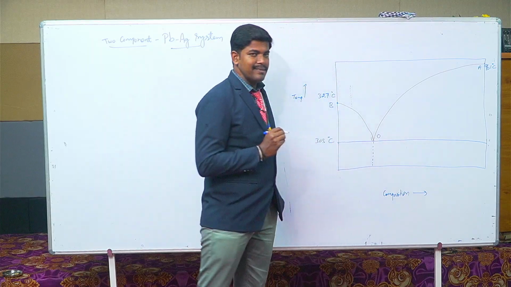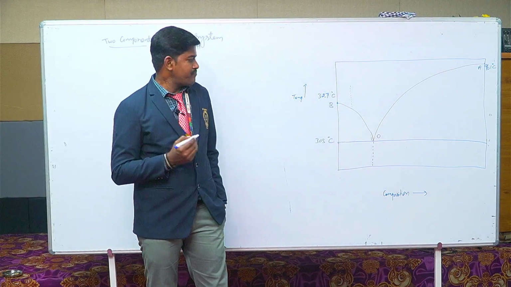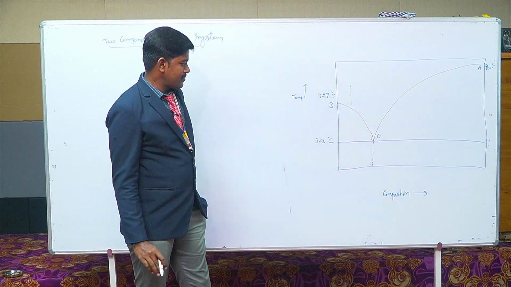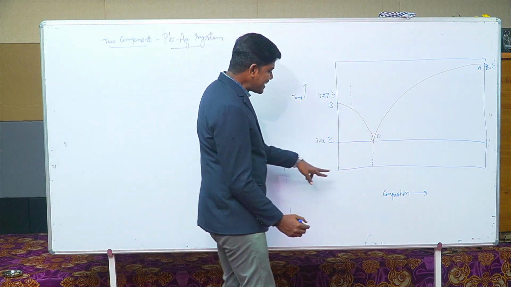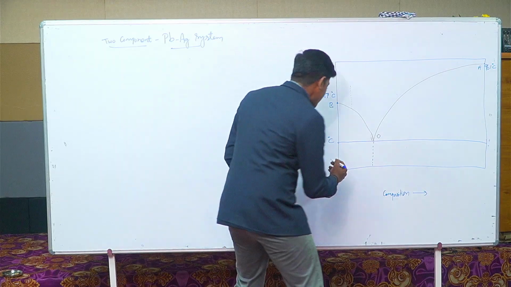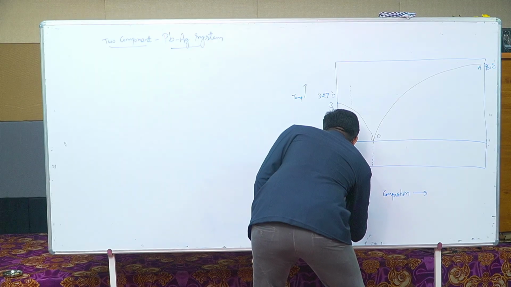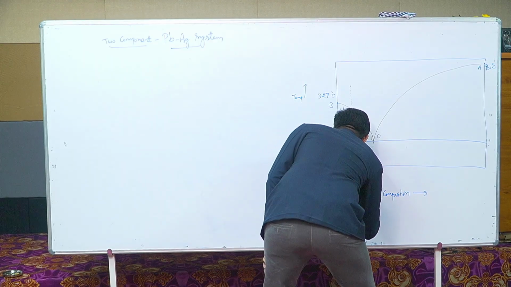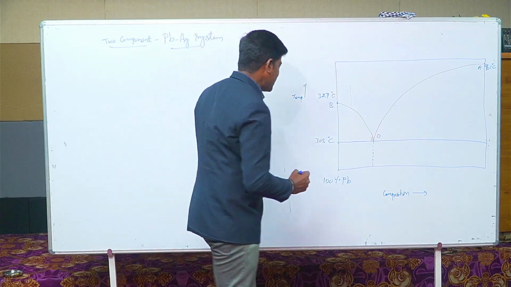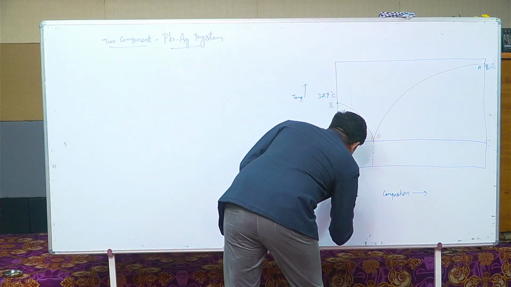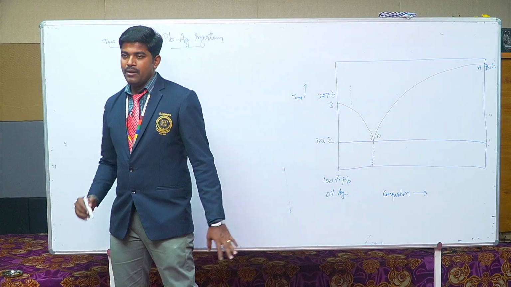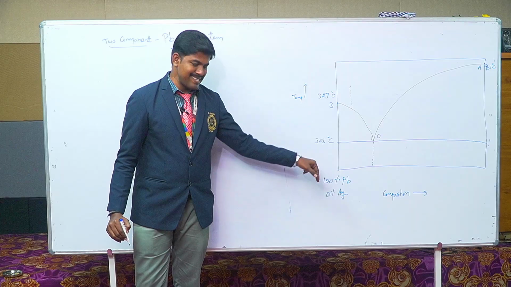At 327 degrees centigrade, the lead will be converted into the molten state. Now we'll see at this point. At the initial point, the lead is present 100%, and the composition of silver is 0. Initially, we are taking 100% of lead and 0% silver. There is no presence of silver at this point.